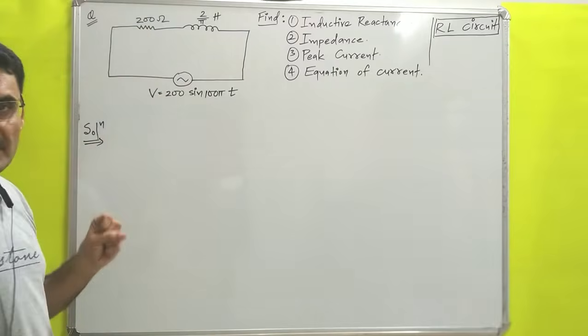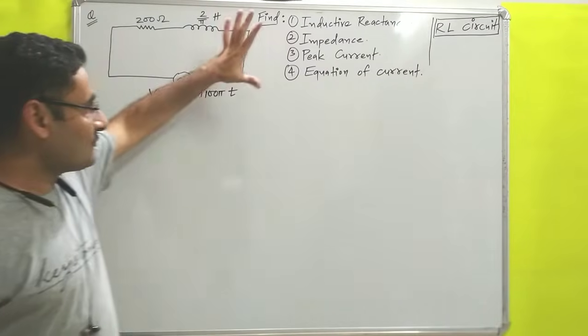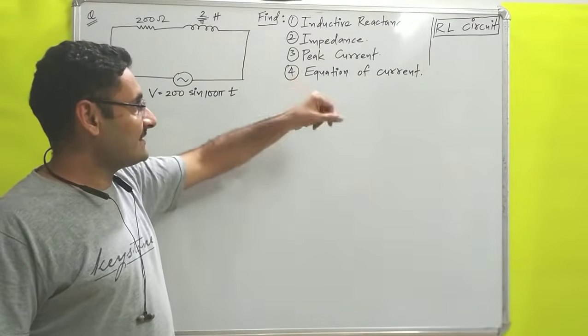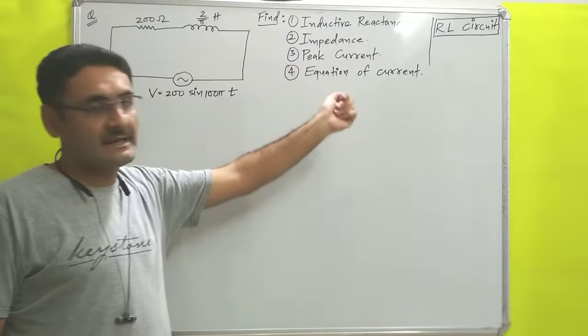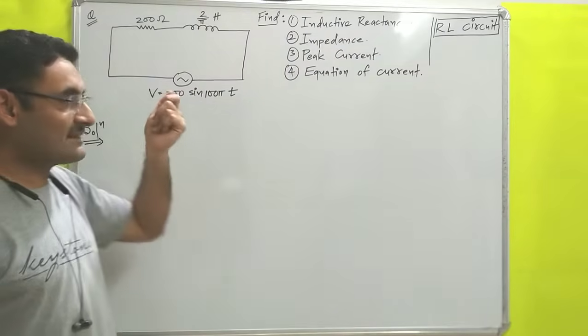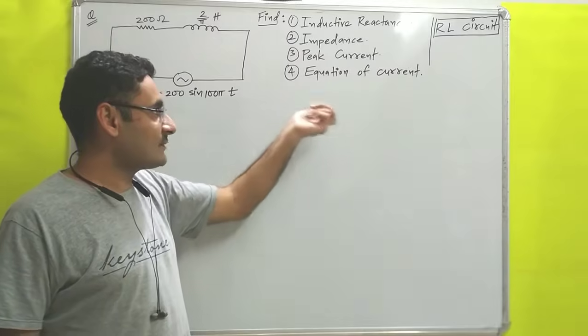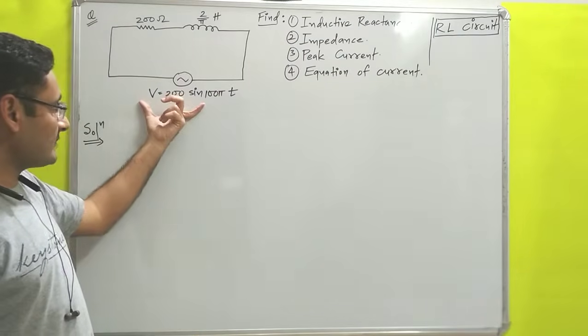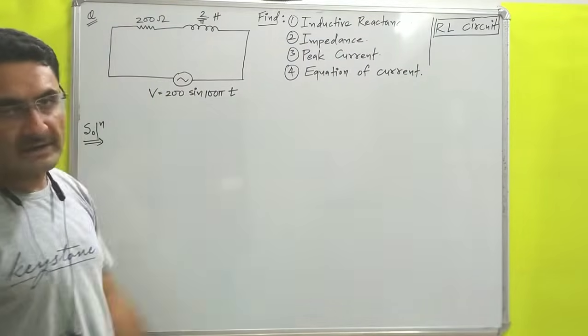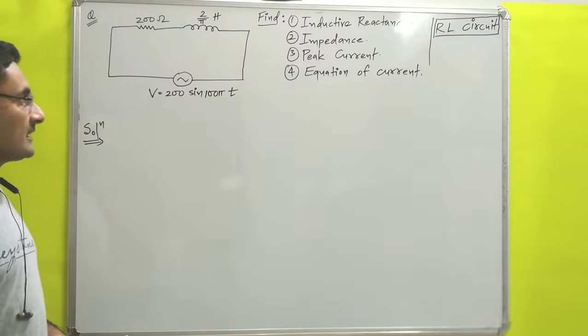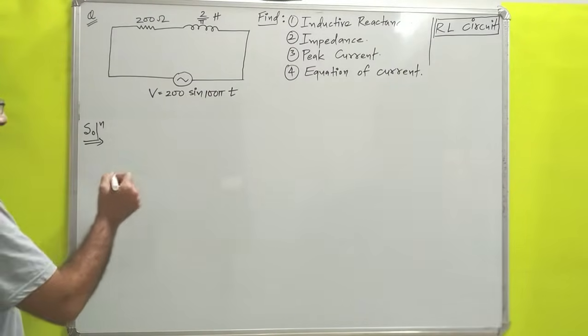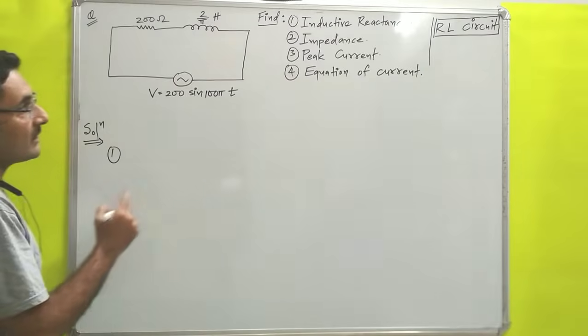So this much data is given to you and you have to calculate four things. First is inductive reactance, next is impedance, next is peak current or you can say maximum current, and last is the equation of current. The voltage equation is given, so from that you will find the current equation. Okay, so step by step we will solve. First we will solve what?